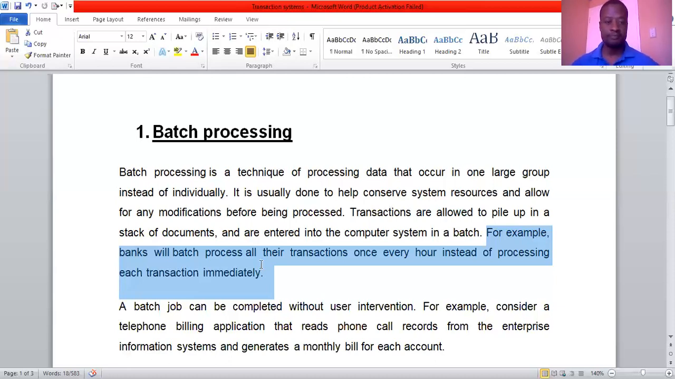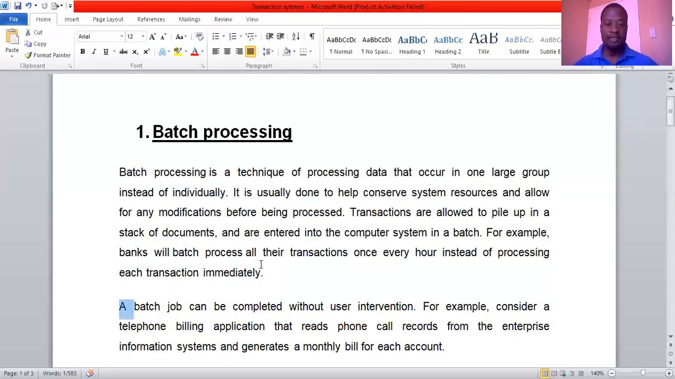Okay, so a batch job can be completed without user intervention. This is just a system that is pre-designed. During the batch system, it doesn't need your interaction or intervention. The system is designed in such a way that it receives batches, piles them up, and then processes them once at the end. So it doesn't need user intervention.